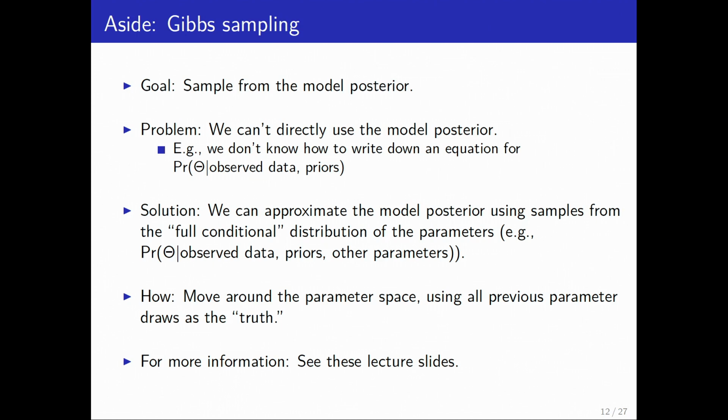And it's really convenient because even though we don't know the model posterior, we do know the full conditionals of the model, which is to say that if we assume we know everything except for, say, the first row of theta, we can write down the distribution of the first row of theta. And if you're interested in Gibbs sampling and want to learn more, there's a link to some lecture slides here, and I think when the slides are shared, you should have access to that.